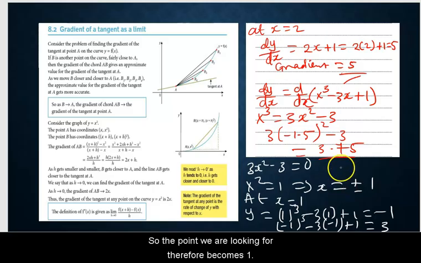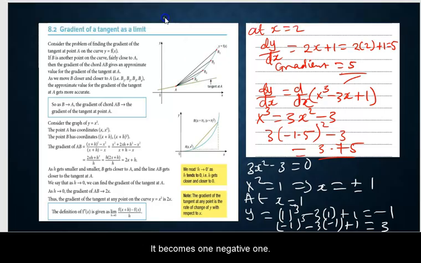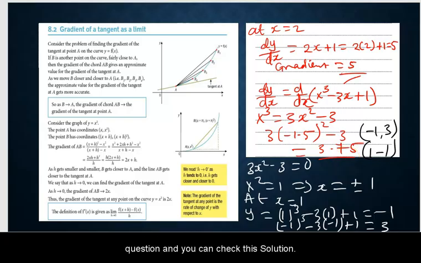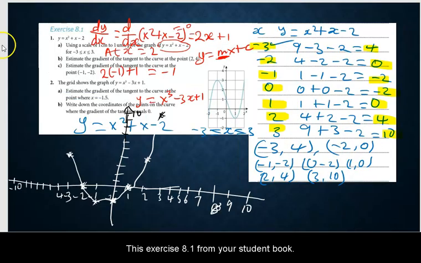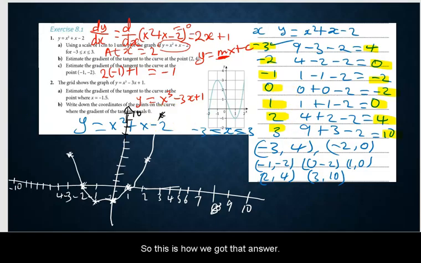So the points we are looking for therefore become, we can pick a black pen to have that, 1, negative 1, and then we have negative 1, 3. So these are the points required in this particular equation. And you can check this solution, this exercise 8.1 from your student book. The answers are always at the back of the textbook without the steps. So this is how we got that answer.